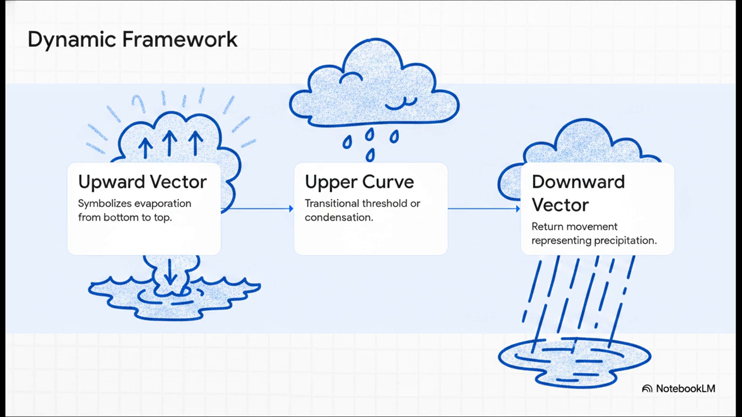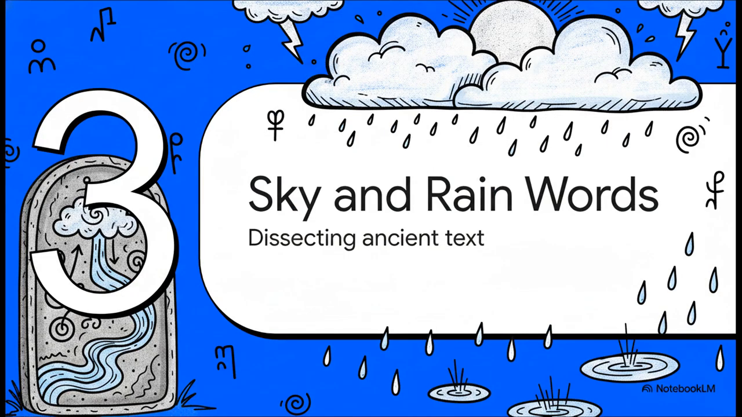And finally, we have the downward vector, showing a return movement back to the bottom. And our natural cycle, that's precipitation, rain falling back to earth. The shape itself is literally outlining the entire journey of water. Next up, Section 3, dissecting words, sky, and rain.